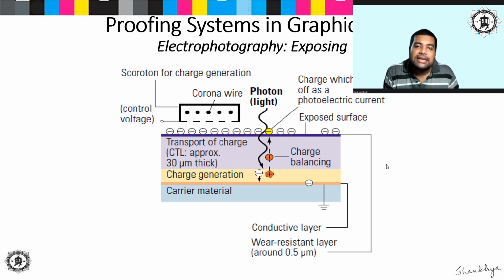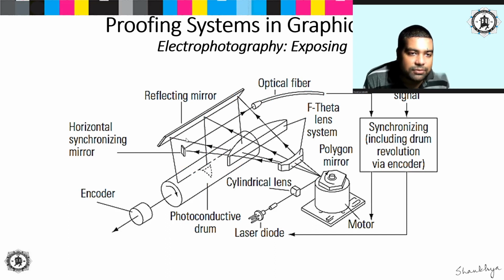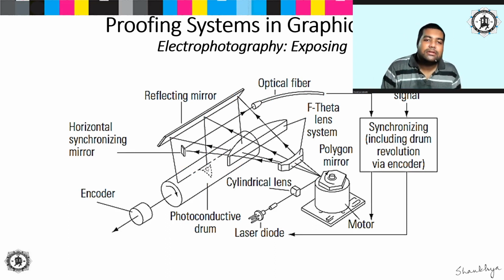This is the next step, which is the exposing step. Here is another image where you can see the exposing was done. This is the laser diode, which is throwing the light on top of the photoconductive drum, and it is synchronized depending on the image areas received from the computer section.